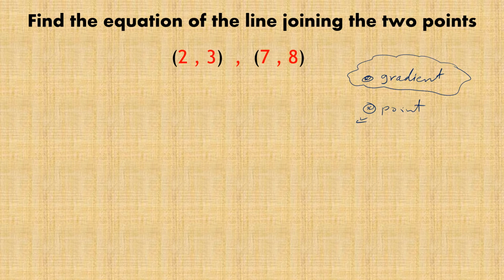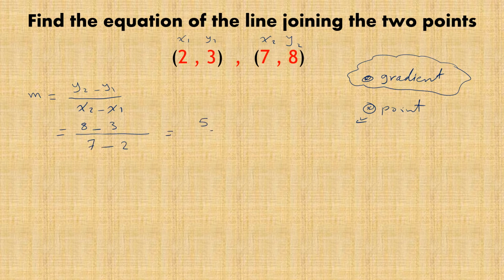How do we find the gradient using 2 points? Using this rule, m equals (y2 minus y1) over (x2 minus x1). Here these are the 2 points, x1, y1, x2, y2, and we substitute in this form: y2 equals 8, y1 equals 3, x2 equals 7, x1 equals 2. So it will be 5 over 5, it will be 1. So the gradient of this line equals 1.